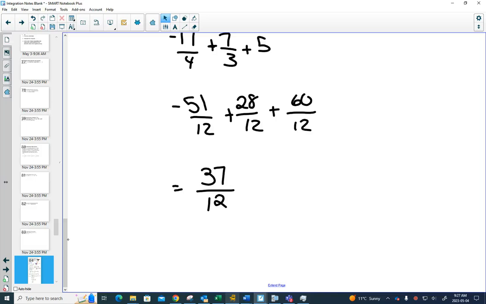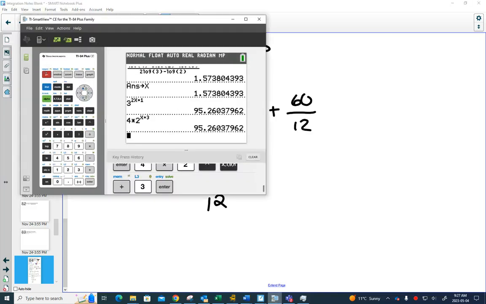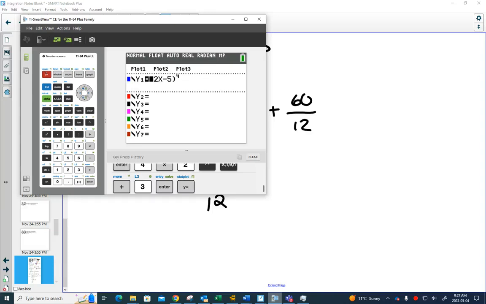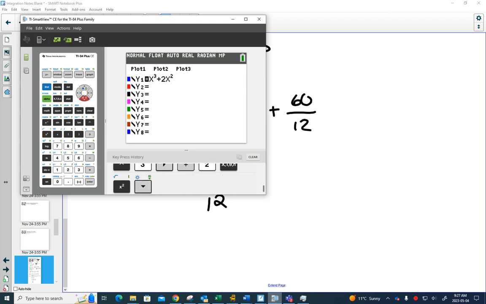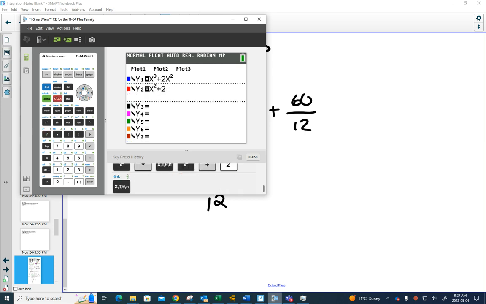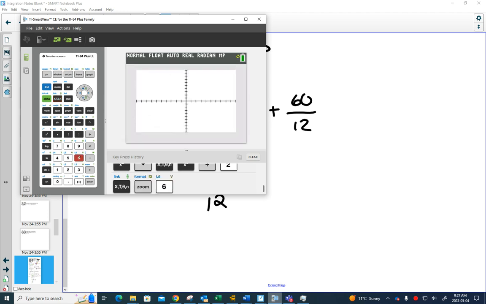Now, we could do this same thing on a calculator or on decimals. So what would it look like if I graphed it on my calculator or I graphed it on decimals and wanted to find this same answer? Okay? So first of all, I'm going to graph the x cubed plus 2x squared in one graph and the x squared plus 2x on the other graph, and see what we saw from before, the two shaded parts.